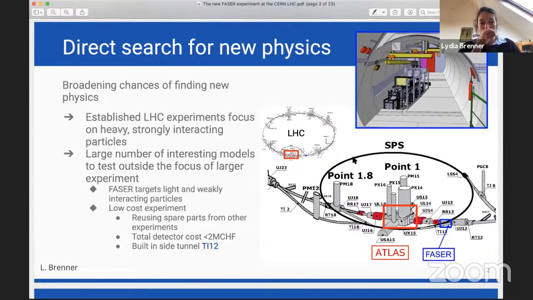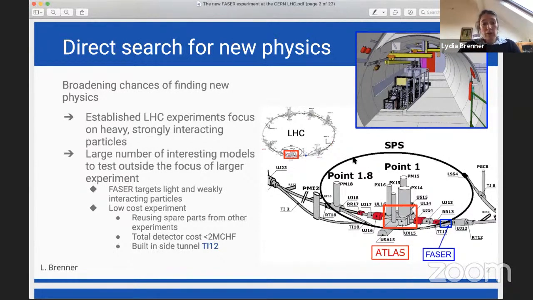So we have a bunch of established LHC experiments which focus mainly on heavy, strongly interacting particles. There are, of course, a large number of interesting models to test outside the focus of these large experiments. And one of those is targeted by FASER. So FASER targets light and weakly interacting particles.